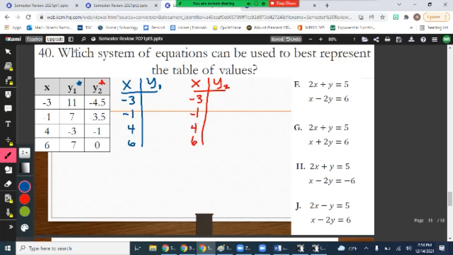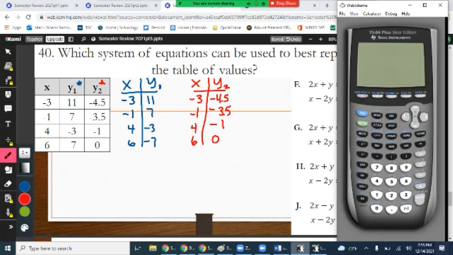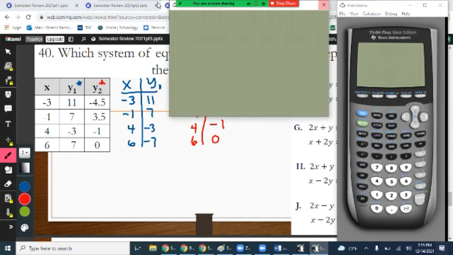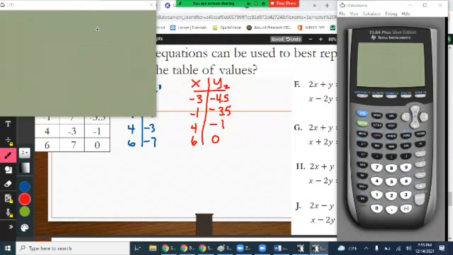So y1s: 11, 7, -3, -7. y2s: -4.5, -3.5, -1, and 0. Now you have two tables. You know where to put those. We recently learned this. Where are you going to put those two tables in? Yes, stat edit. Stat edit.